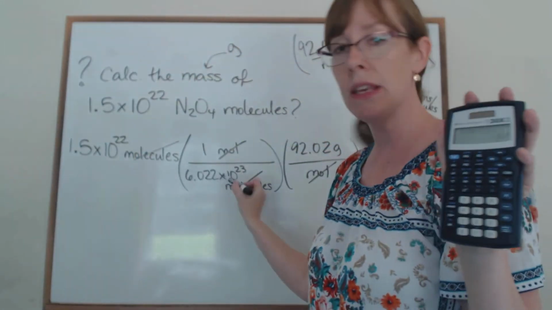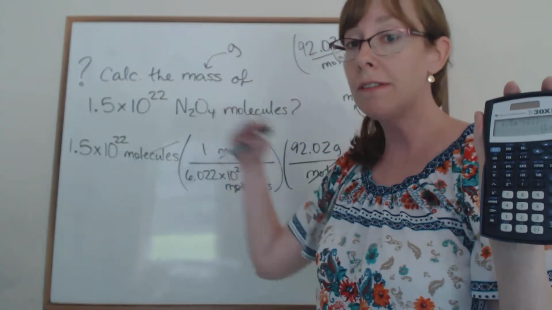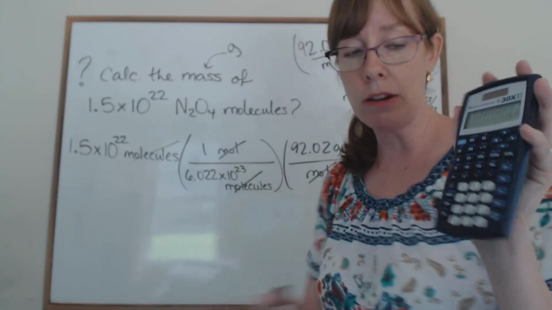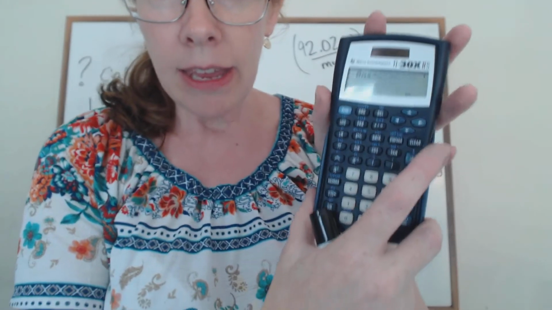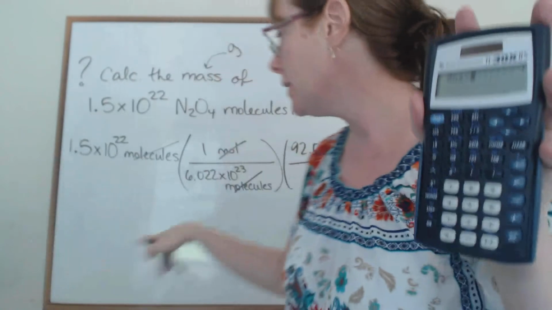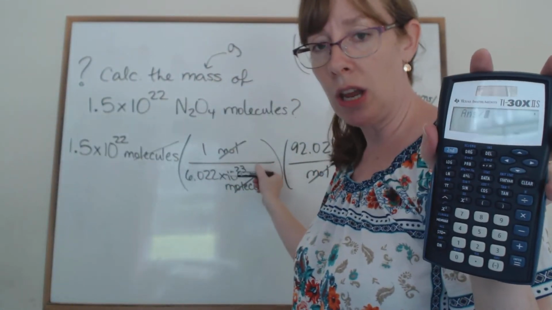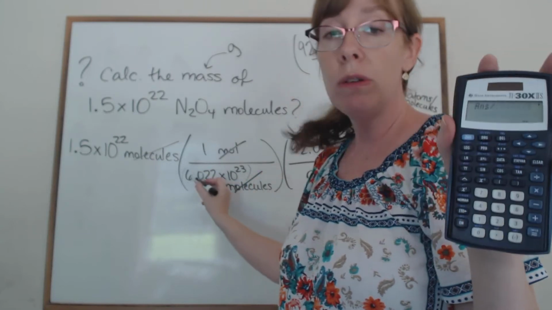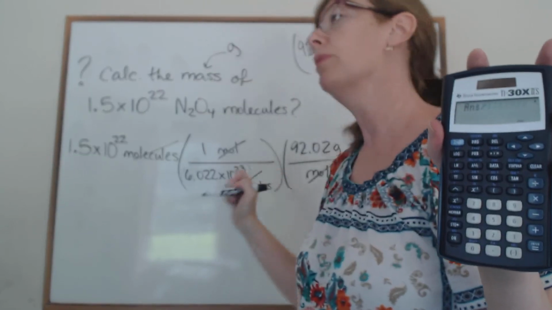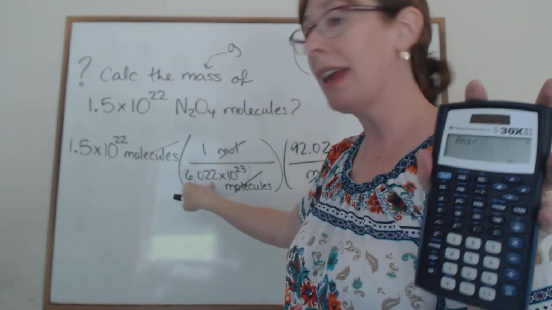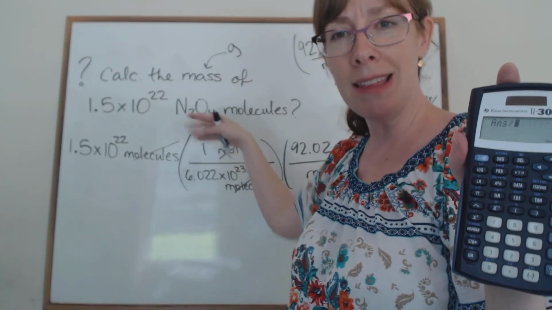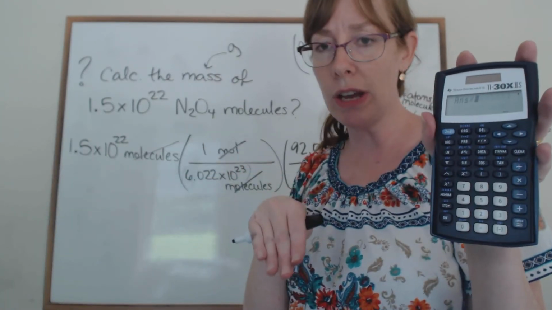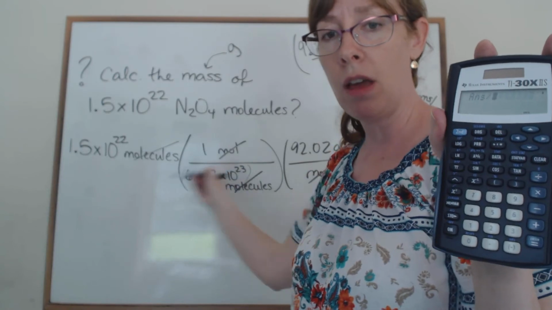Now, are we timesing or dividing by this number? We are dividing. It's on the bottom. It's in a denominator. So you're going to press divide. Here's the thing. If you are dividing by a scientific notation, you must enclose it in parentheses. If you don't enclose the whole thing in parentheses, you're going to end up dividing by him, but then timesing that answer by that. And that's not what you're trying to do. You're trying to divide by the whole thing.